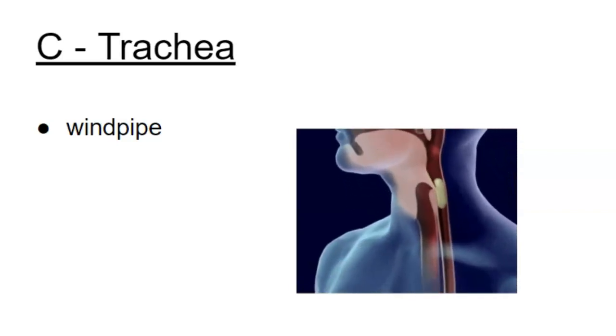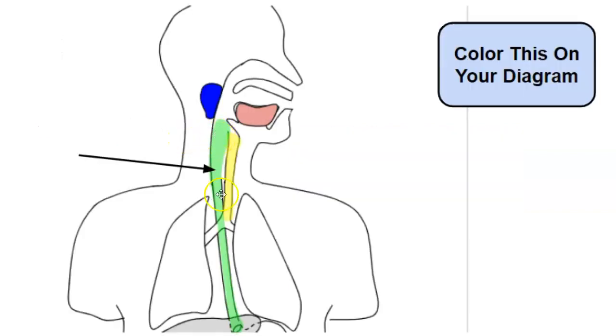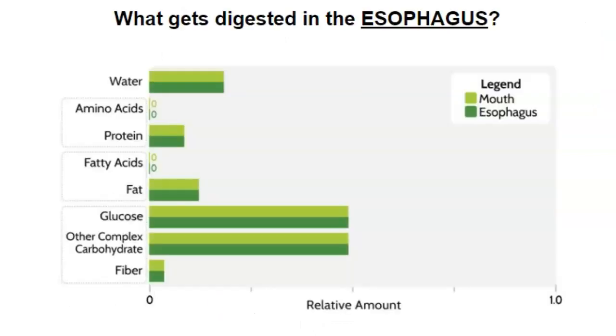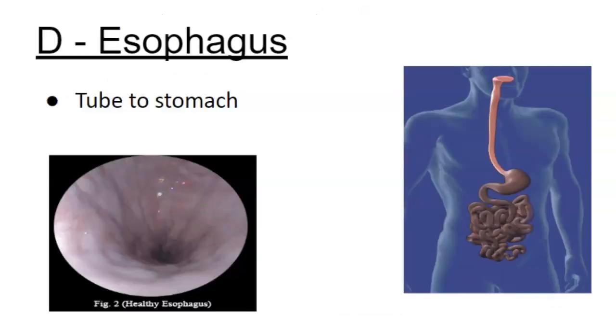Before we get there, we got to talk about what that tube is called. So notice again, two tubes here. One's going to the lungs. This one, though, is leading to the stomach. This is our esophagus, and it is where our food travels. So if we take a look at what gets digested in the esophagus, you'll notice nothing changes here. Nothing gets digested in the esophagus. It's just a transporting tube to get us from the mouth to the stomach. And so that's what we're going to write for letter D. Letter D on your diagram is the esophagus, so the tube to the stomach.